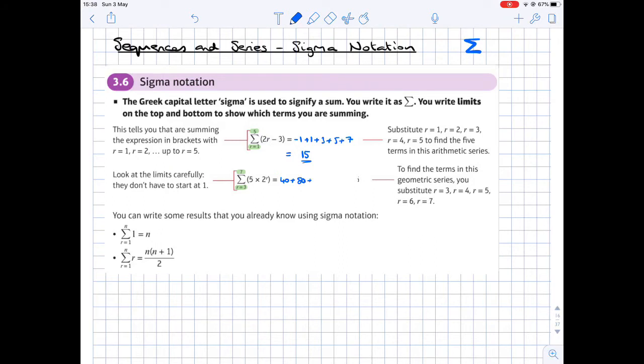And getting the rest of the terms, the next one is 160. Then 320. And finally 640, which gives a total of 1240.